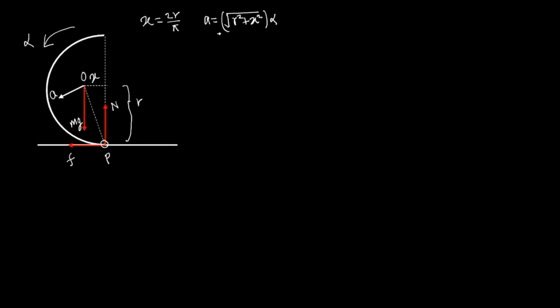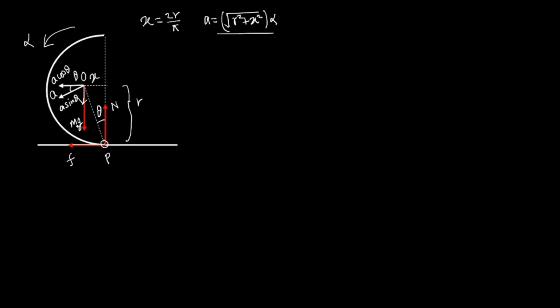Now this A will have two components. One in the horizontal. Let us say this angle is theta, then this is A cos theta. And the other is the vertical component, which is A sin theta. Now you see, if this angle is theta, then this is also theta only.